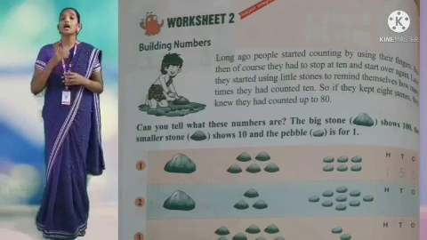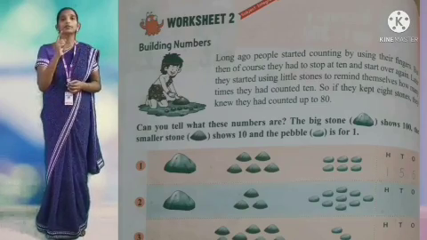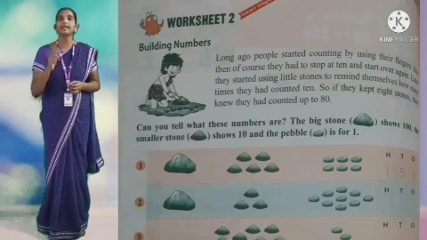Now the second one. In ones place, how many pebbles are there? Start counting along with me. 1, 2, 3, 4, 5, 6, 7, 8, 9.